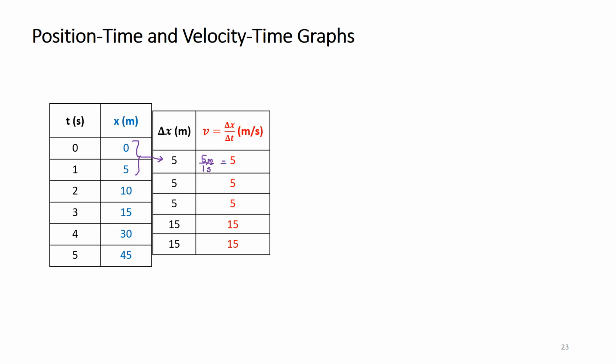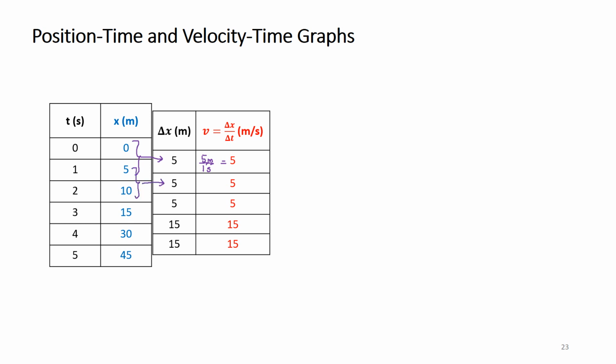So here, I'll just do the calculation. You have to do 5 meters over 1 second. That gives you 5 meters per second. So that gives us the fourth column. So you start with the columns of time and position, and from there you can find displacement and velocity. Just that to find displacement, you take 2 points at a time.